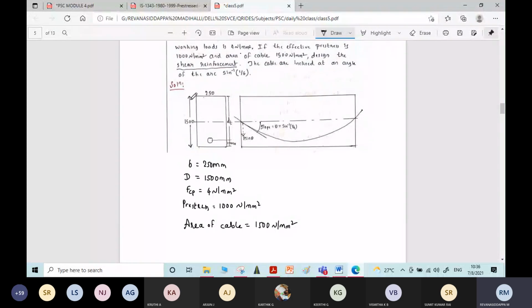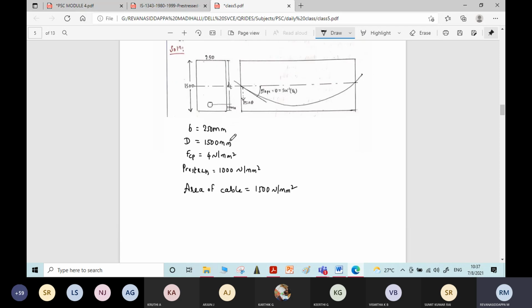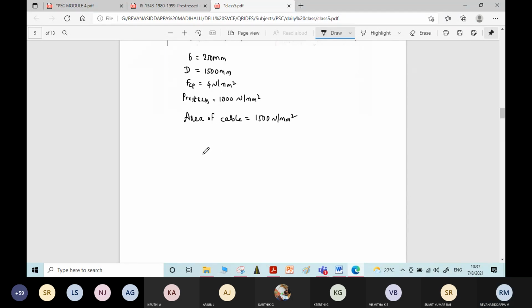Here in the problem, the overall depth is given, but cover is not given. If cover is not given, you need to assume some cover. How to assume: you just look into the overall depth of the beam and choose some cover. Here 1500 mm depth is there. For 1500 mm, you can go for 100 mm cover. If it is a 500 mm overall depth, you can go for 50 mm cover, like that.